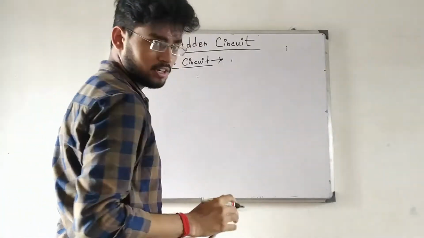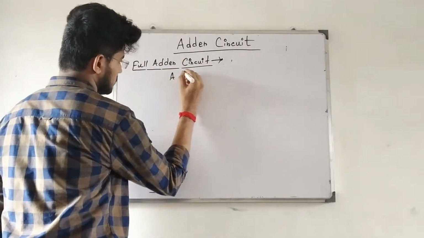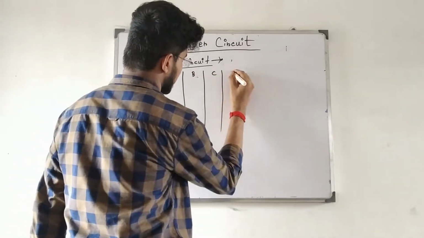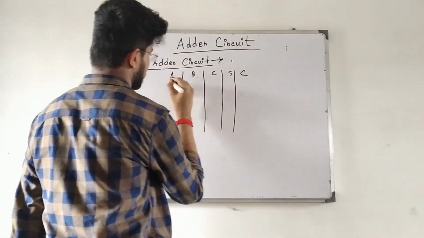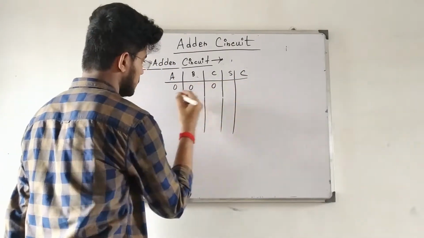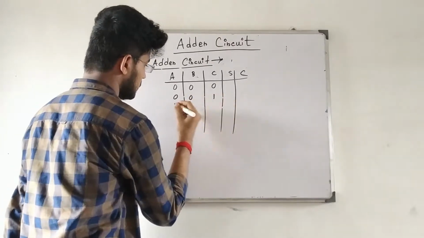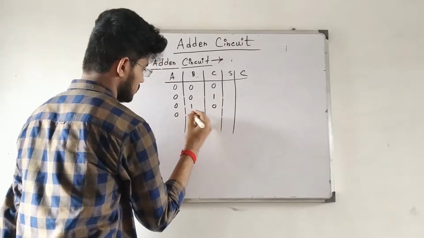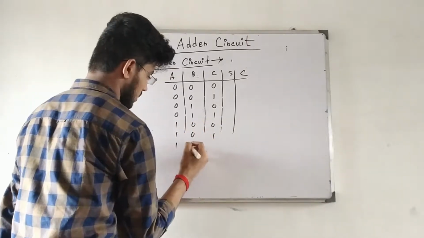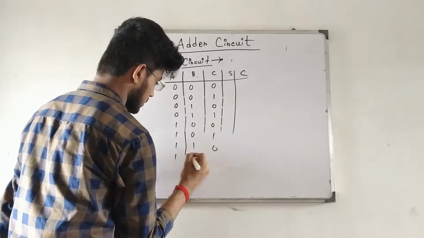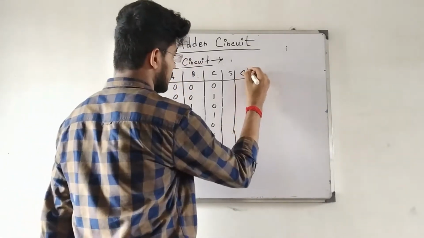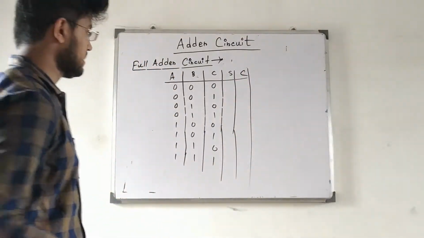So what is the truth table of a full adder circuit? It takes 3-bit binary digits A, B and C, and produces the outputs of sum and carry. With 3-bit binary digits, 8 combinations are possible: 000, 001, 010, 011, 100, 101, 110 and 111. Now we have to find the output for sum and carry.